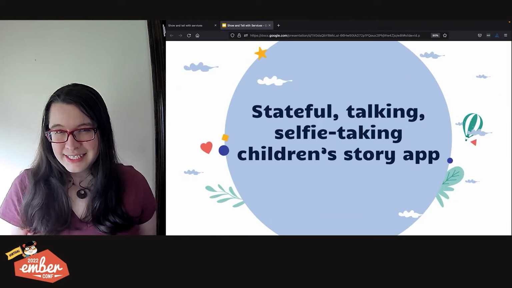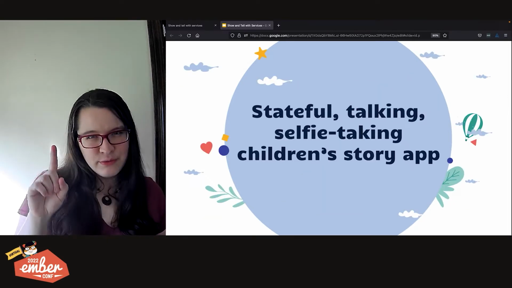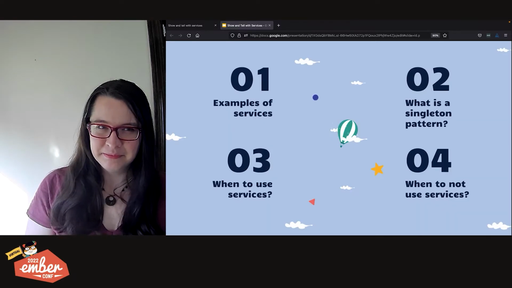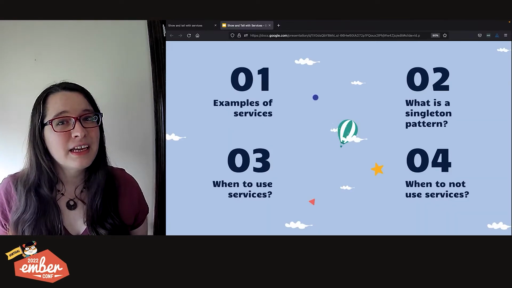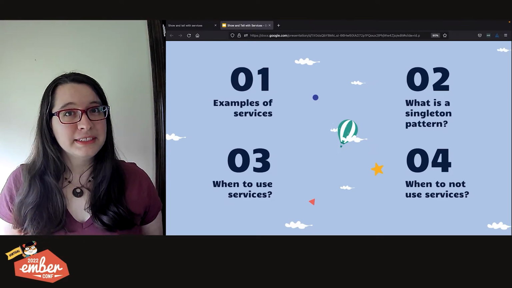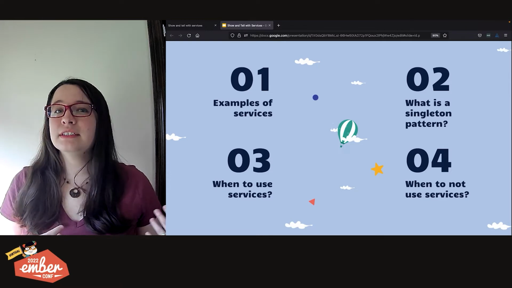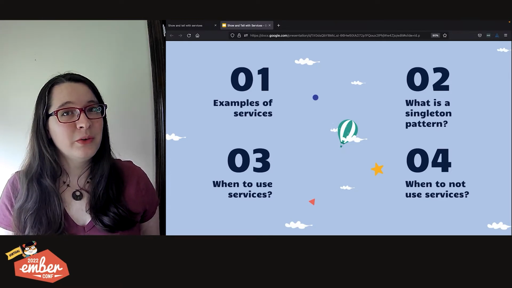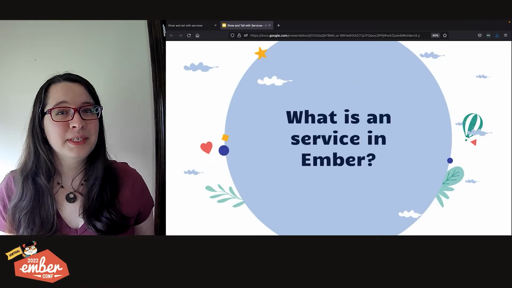So for that reason, today, we're going to build a stateful, talking, selfie-taking story app. In 15 minutes, I'm going to show you some examples of 3 different kinds of services. You'll learn what a singleton pattern is, and I'll share some of my own advice about when to use or not use services in order to solve a problem.